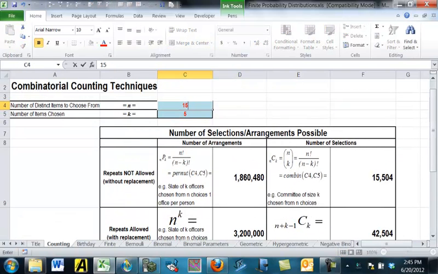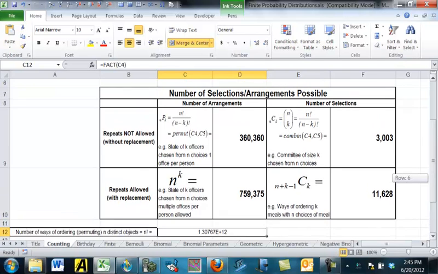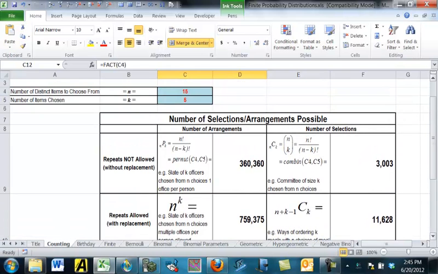Let's say 15. Everything is changed accordingly. So this is 15 factorial. Of course, this e plus 12 means times 10 to the 12th. As we discussed earlier, these things get rather large rather quickly.